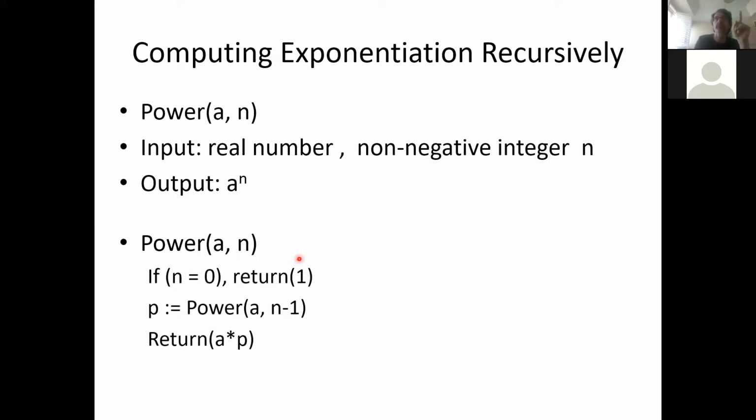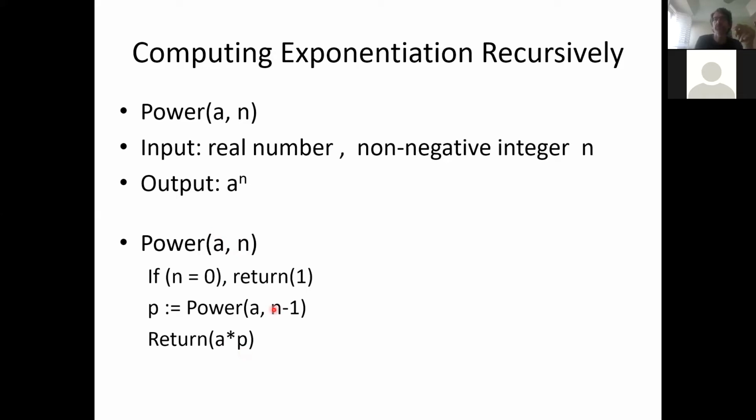Now, what happens on the way back? This will return 1 when N was 1, then N minus 1 was 0. So this will return 1. So P is going to be 1 for N equal to 1. So what will power A, 1 return? It will return 1 times A. So in other words, it will return A. That's good because power of A with exponent 1 is indeed A itself.